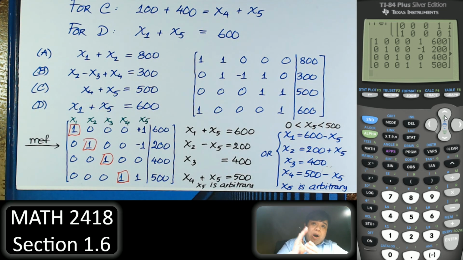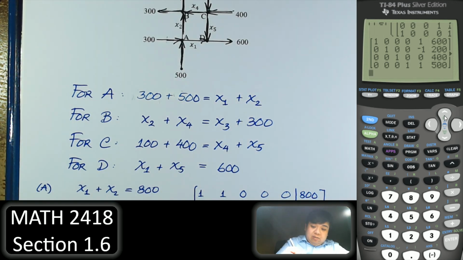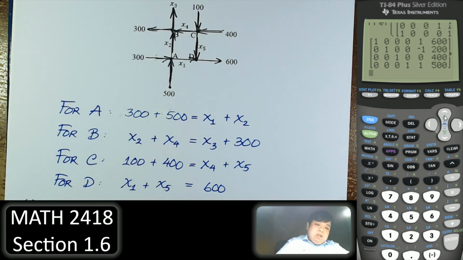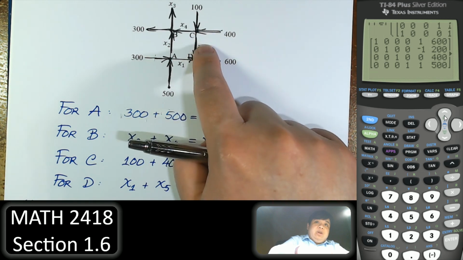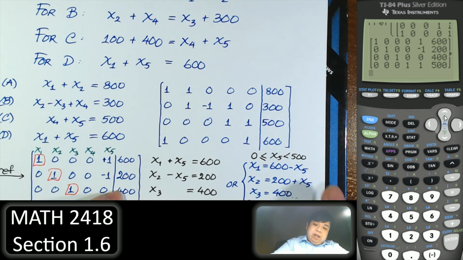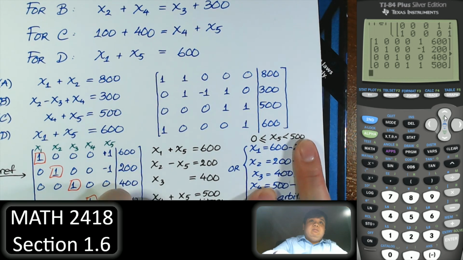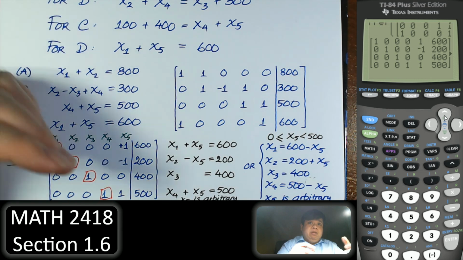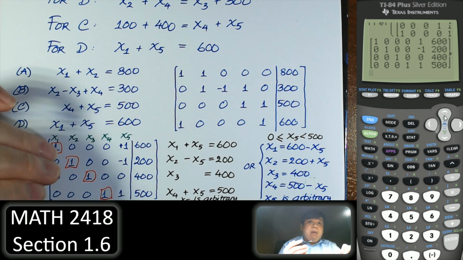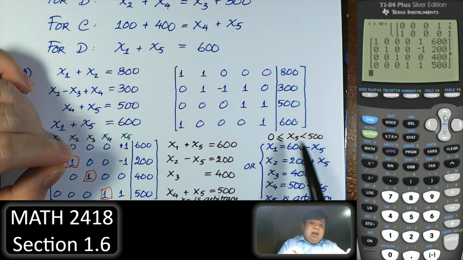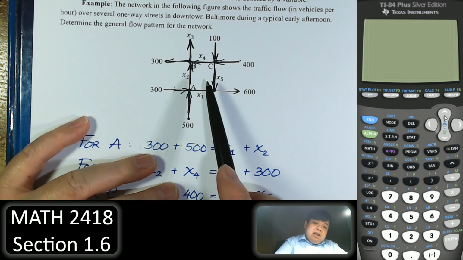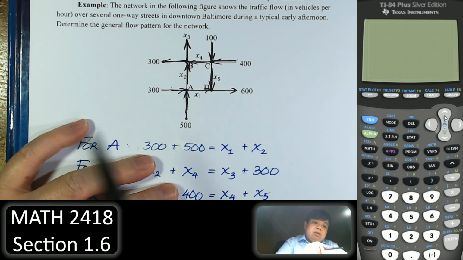We assume at least one, or it could be 0, I guess. If x5 equals 0, that part of the street is blocked, so there's no traffic coming through. In that case, we do have the information for the others. So 0 is perfectly fine. And of course, we cannot have half of a vehicle going through. So x5 has to be a whole number greater than or equal to 0, but less than 500. I guess it could be equal to 500. In that case, that part is blocked.